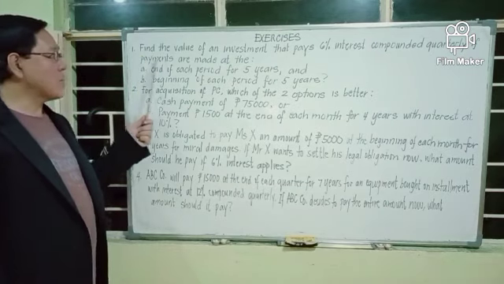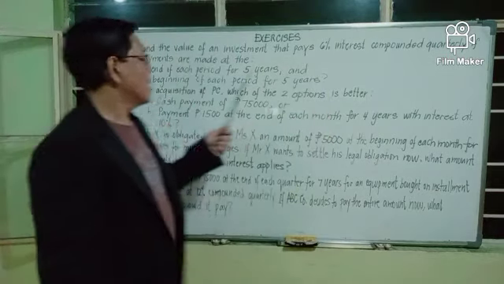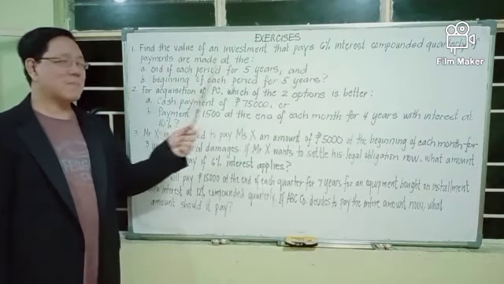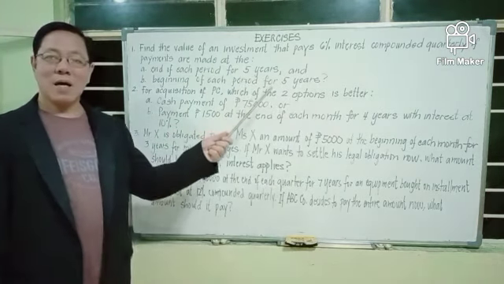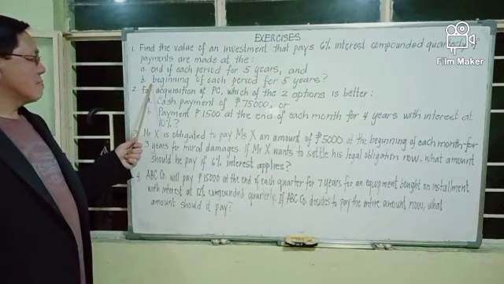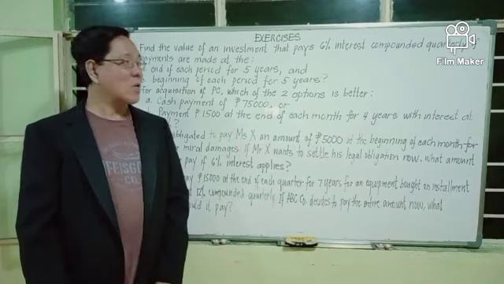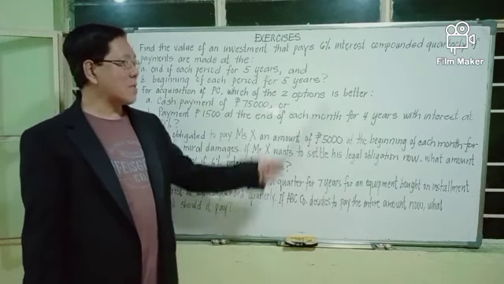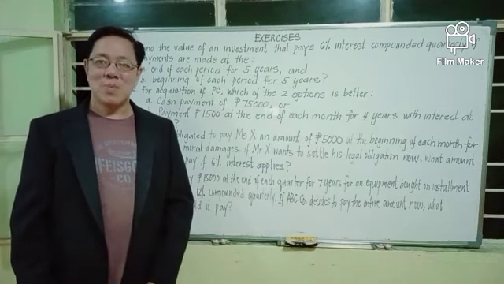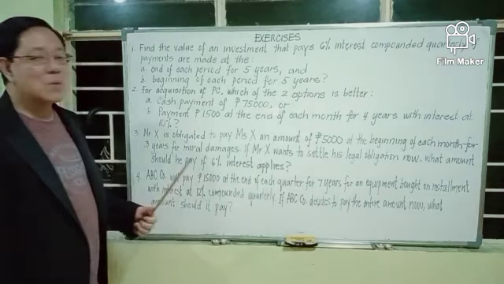Number 1, find the value of an investment that pays 6% interest compounded quarterly if payments are made at the letter A, end of each period for 5 years. And letter B, beginning of each period for 5 years. In number 1, each period is equal to 3 months because the given annual interest rate of 6% is compounded quarterly, which means that interest will be computed 4 times in a year, every 3 months. Therefore, one period is equal to 3 months.